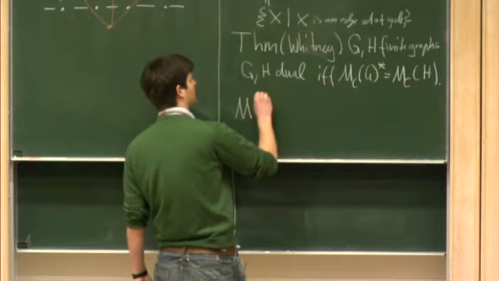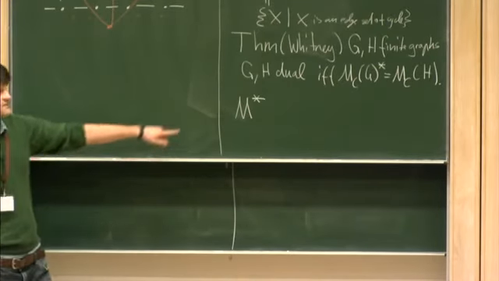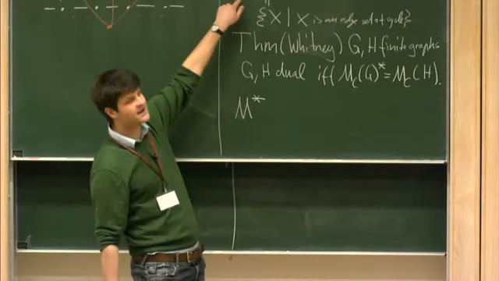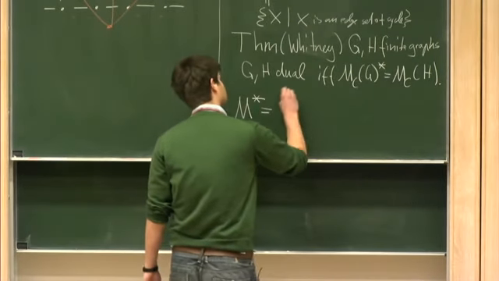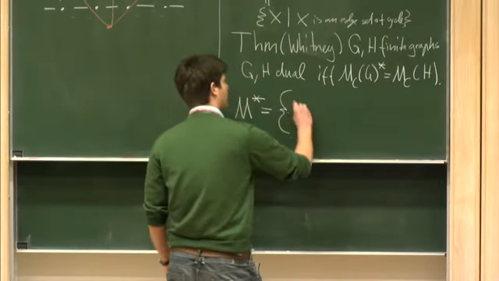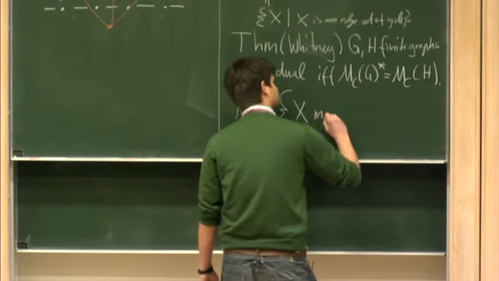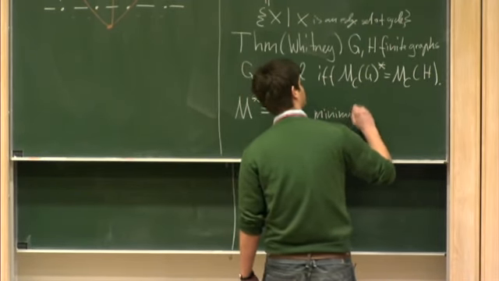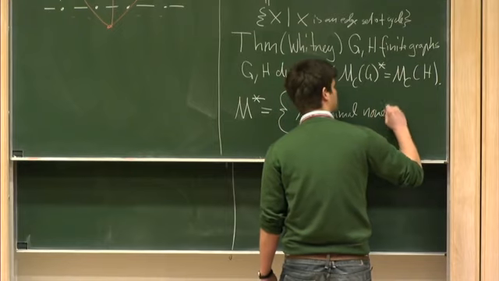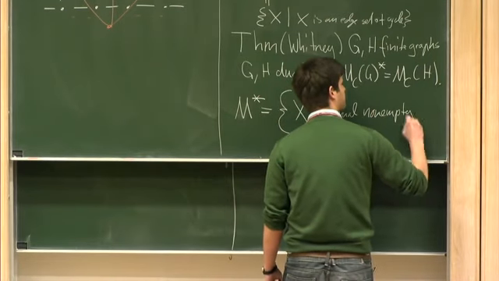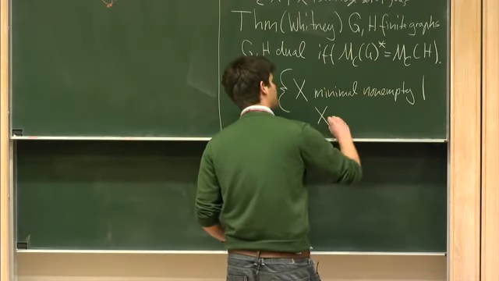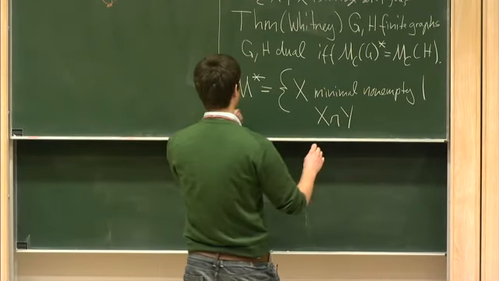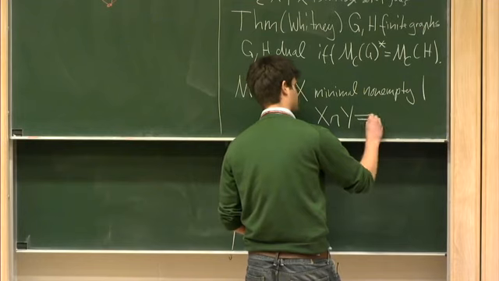And how is the dual defined? It's a matroid on the same edge set as the matroid itself, and it consists of those sets X which are minimal and non-empty with the property that they never meet an element of the matroid M just once.